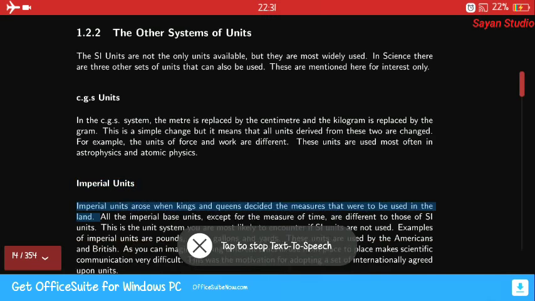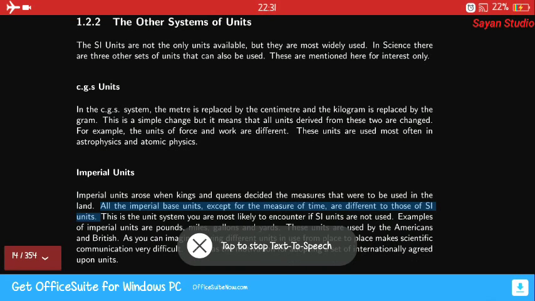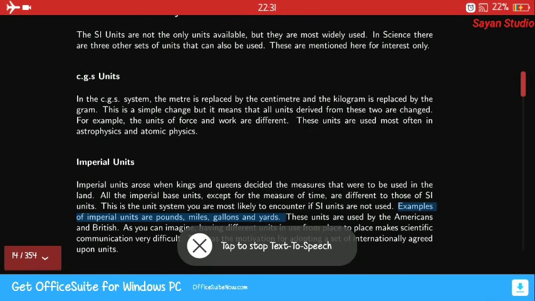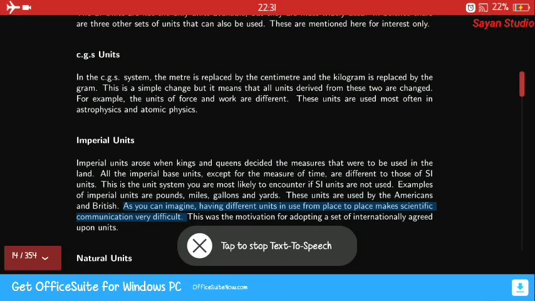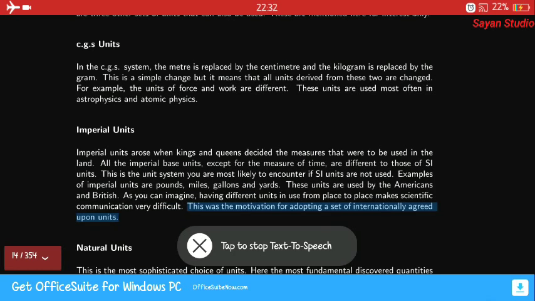Imperial units. Imperial units arose when kings and queens decided the measures that were to be used in the land. All the imperial base units, except for the measure of time, are different to those of SI units. This is the unit system you are most likely to encounter if SI units are not used. Examples of imperial units are pounds, miles, gallons, and yards. These units are used by the Americans and British. As you can imagine, having different units in use from place to place makes scientific communication very difficult. This was the motivation for adopting a set of internationally agreed upon units.